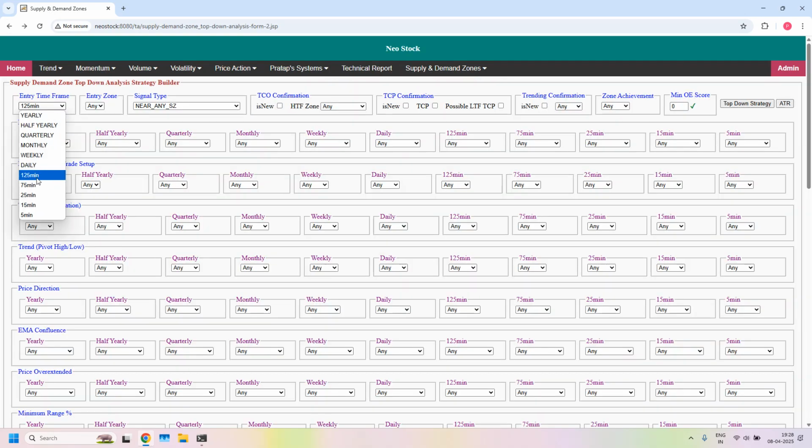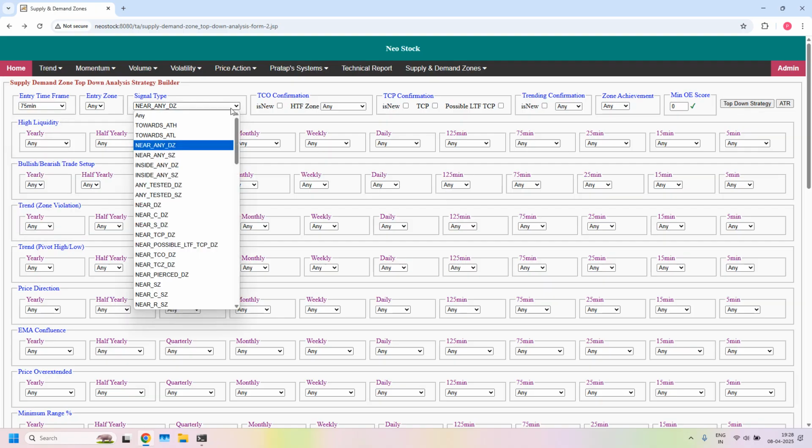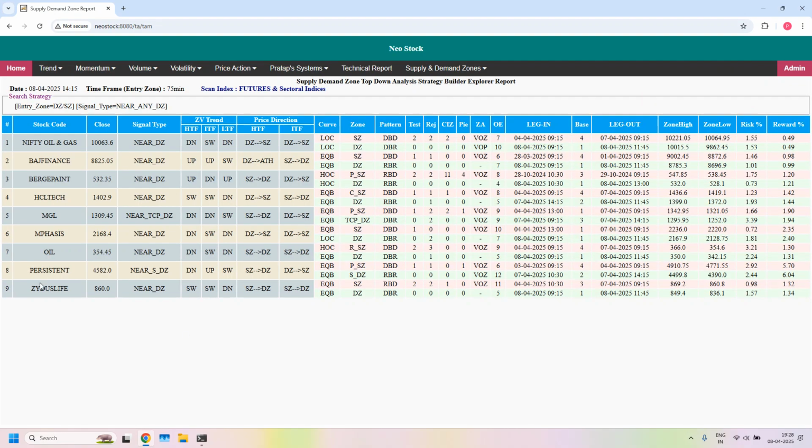Next time frame is 75 minutes. Stocks near 75 minutes demand zone. For entry time frame 75 minutes, let us find the stocks near 75 minutes demand zone. We got 9 stocks. Let us identify high liquidity demand zones from this list. MGL is having a high liquidity zone. Persistent is having a high liquidity 75 minutes demand zone. So total 2 high liquidity demand zones identified from this list, 75 minutes demand zones.